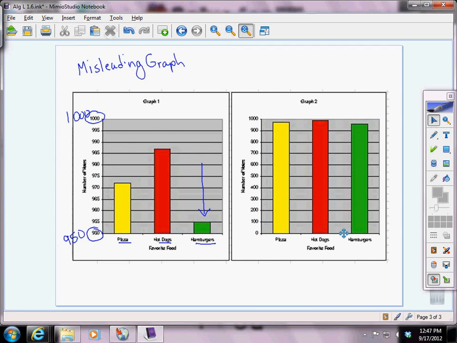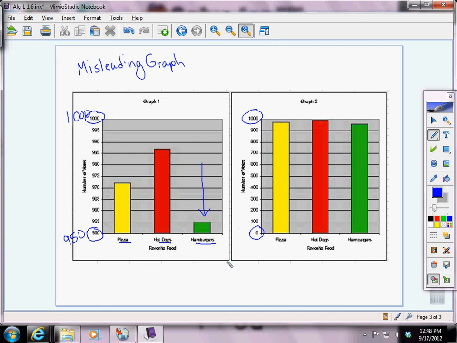Well, let me show you this. This is the exact same graph, except this time we start at 0 and go to 1,000. Hamburgers don't look quite so unpopular now. Yes, it's still the smallest, but when you think about it, we're talking over 900. A difference of 30 or 35 is not a lot when you're talking about close to 1,000 people voting. Actually more than that, because it's almost 1,000 each one. So this is why graphs can be misleading, because we can skew data to present information any way we want.